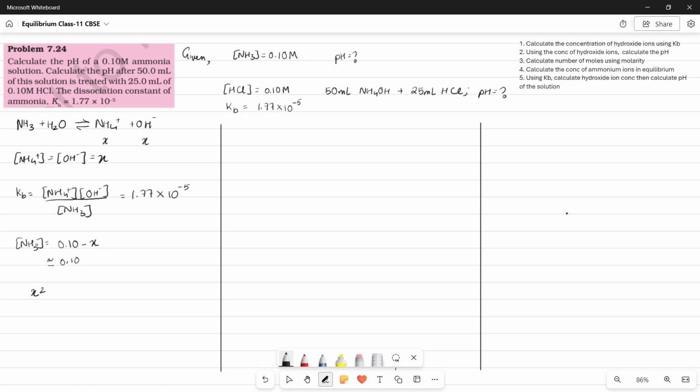So you have X squared, because that is the ammonium ion and OH- ion, divided by 0.10, the concentration of the ammonia solution, is equal to 1.77 x 10^-5, right? So now X squared is equal to 1.77 x 10^-5 times 0.10, and that gives us 1.77 x 10^-6. Now we are just going to take the root, so X is equal to the square root of 1.77 x 10^-6, right? And this is equal to 1.33 x 10^-3. So this is the value of X, which is equal to the concentration of the hydroxide ion.